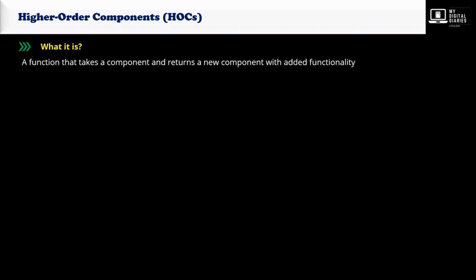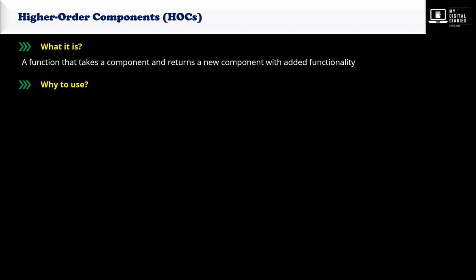So first, let's start with a question. What exactly is a higher order component? A higher order component is simply a function. This function takes a component as input and returns a new component with some extra functionality added. In simple words, an HOC wraps an existing component and enhances it without changing the original component's code. You can think of it like this: you have a normal component and the HOC adds superpowers to it.